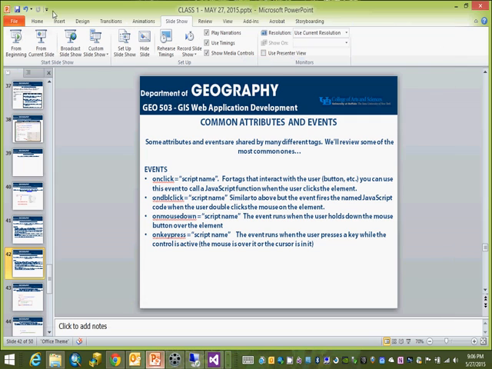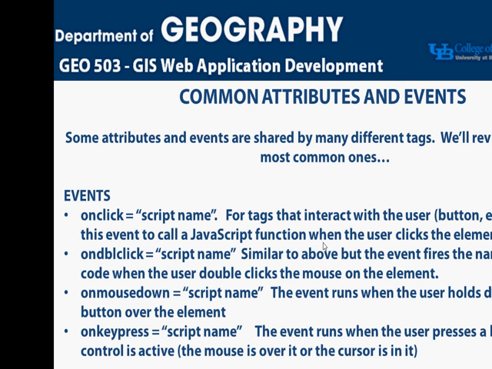Just about every tag has an onclick event. But it's on you. It's your responsibility. If you define an onclick attribute in the tag, you then have to write a script to tell it to do something. Similar to that, many events have an ondblclick. That's if the user double clicks on it. You can actually have something different happen if the user double clicks.